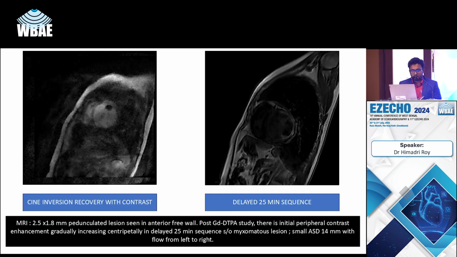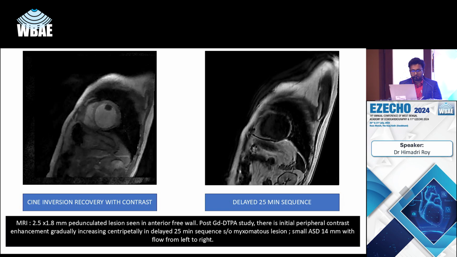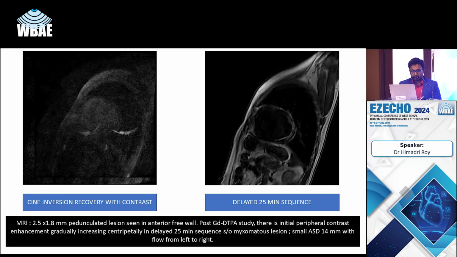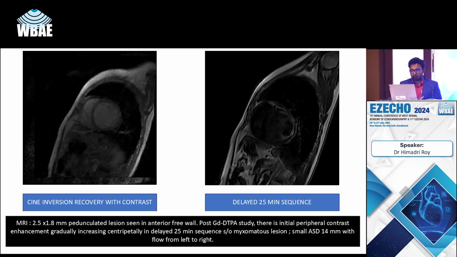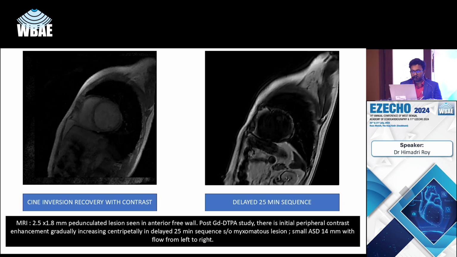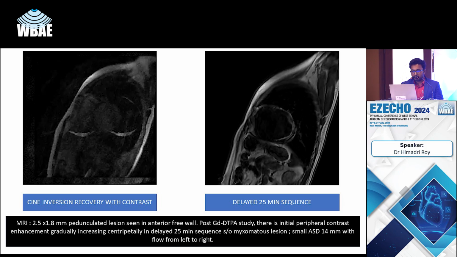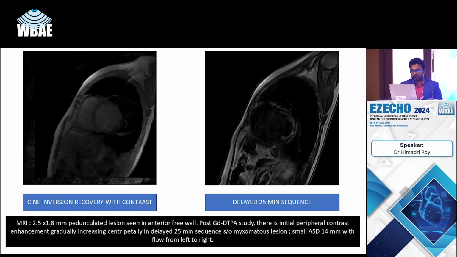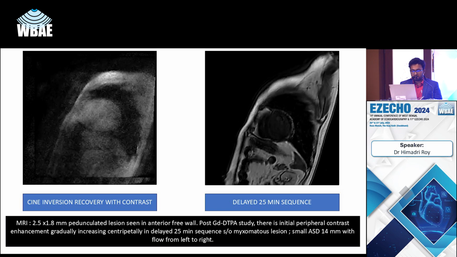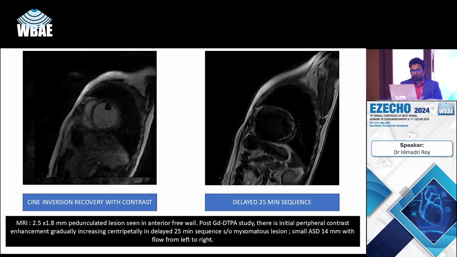The MRI was reported, and we discussed with the radiodiagnosis department, as a 2.5 by 1.8 centimeter pedunculated lesion in the anterior free wall. On post-gadolinium DTPA study, there was initial peripheral contrast enhancement, gradually increasing centripetally in the delayed 25-minute sequence, suggestive of a myxomatous lesion. A small ASD of 14 millimeter with flow from left to right was also visible.